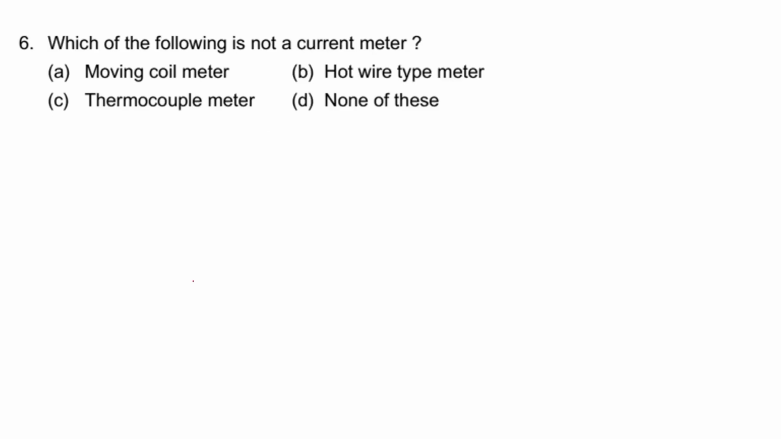6. Which of the following is not a current meter? A. Moving coil meter is a current meter. B. Hot wire type meter is a current meter. Thermocouple meter is also a current meter. The answer is none of these.